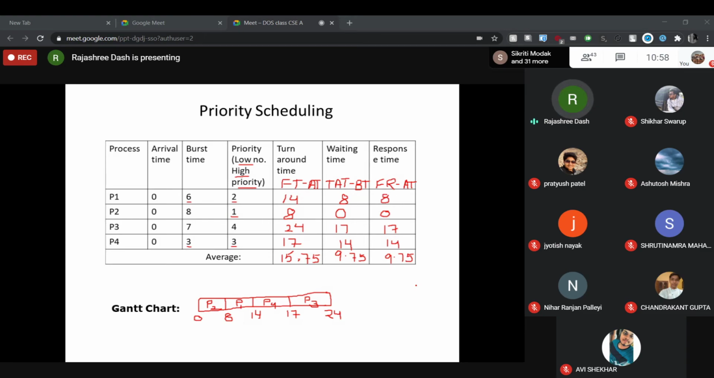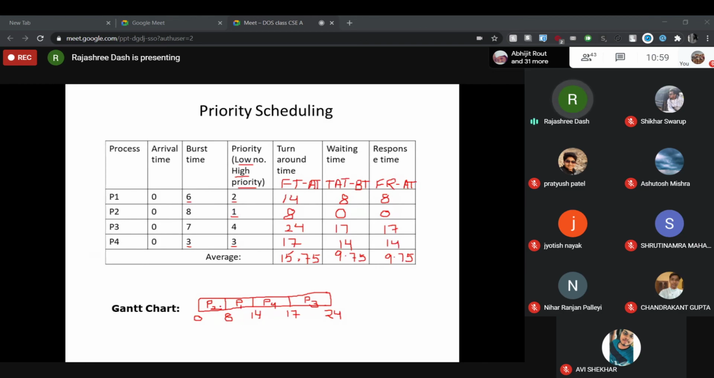You have attended this question in the quiz, the same type of question. How many context switches occur in this particular program? What is context switching? Loading the saved state of a new process and storing the state of the old process. That is context switching. So how many times does the CPU switch between the processes here?